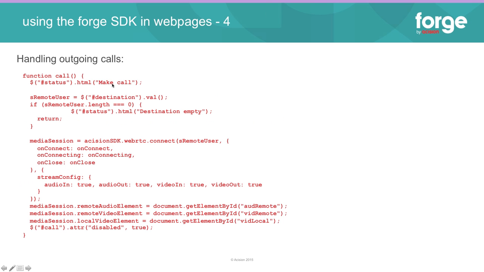And this is to handle outgoing calls. So this function is linked to the button to send a call. It basically reads the destination from the destination text box, and it does an outgoing WebRTC connect. This sets up a few callbacks when it connects, and then it says that I want to do audio and video in the call. And it connects the audio and video from the call to the tags in the web page, similar to what we did when you receive a call.